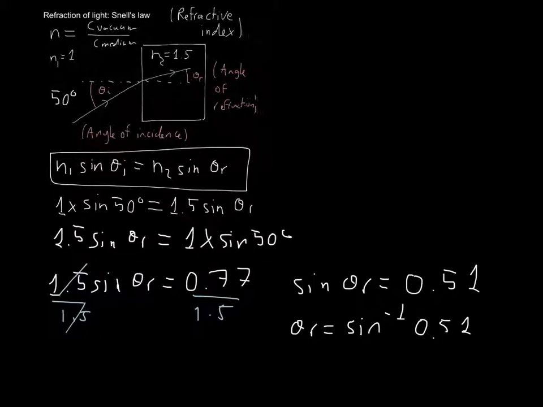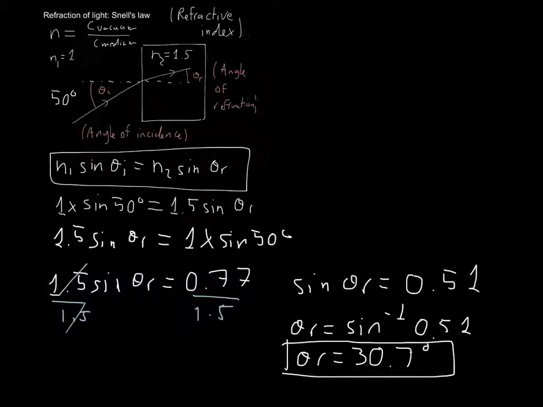So again, we plug this in our calculator and we get sine minus 1 of 0.51, 30.7 degrees. And that's it. We found the angle of refraction. Make sure that you understand this process very well, because you're going to be doing this over and over again during the class.